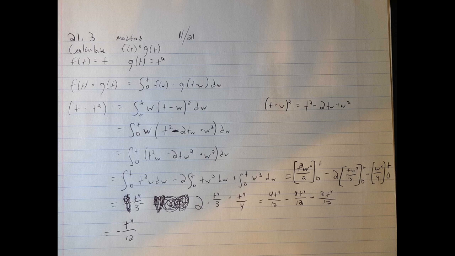Now when you plug in t and 0, the 0 comes out to 0. So you plug in t and you get t to the 4th over 2 minus 2 times t to the 4th over 3 plus t to the 4th over 4. When you get a common denominator, it's 12. So you get 6t to the 4 over 12 minus 8t to the 4 over 12 plus 3t to the 4 over 12, and that comes out to t to the 4 over 12. And that's the convolution of t times t squared. All right. Okay. Nice.